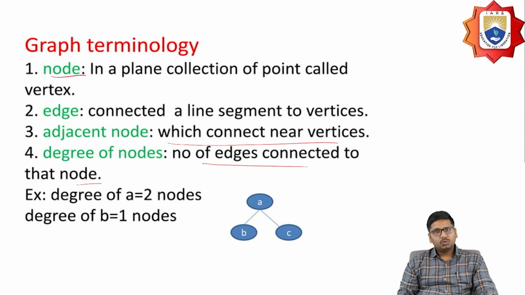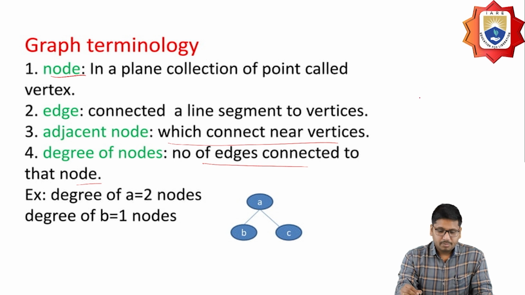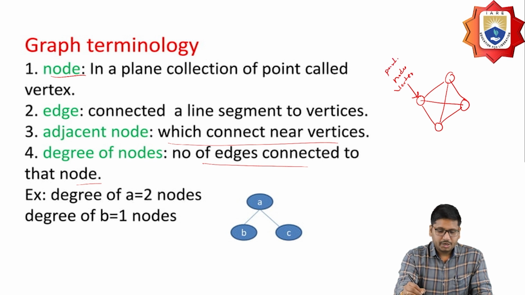So the degree of A is equal to 2, based on the number of edges, and the degree of B is equal to 1, since there is only one edge connected. So a node, in a plane, is a collection of points, and a node may also be called a vertex or a point as well. And the line segment which connects two vertices is called an edge, and this edge is sometimes called an arc as well.